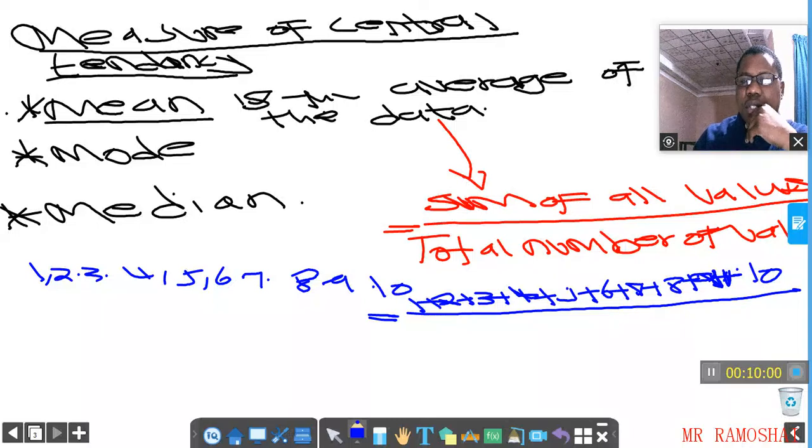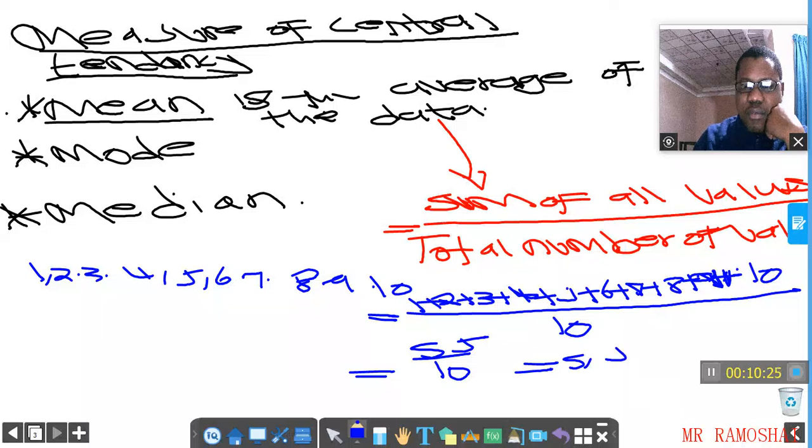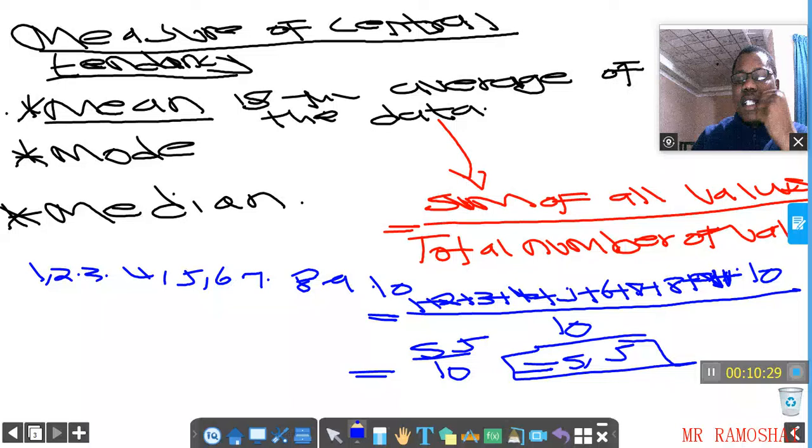We're going to divide by the total number of values. How many values are here? We have 1, 2, 3, 4, 5, 6, 7, 8, 9, 10. So we have 10 values. Therefore, when we add all of these numbers, we're going to get 55 over 10, right? Which gives us 5.5. So it means the average of this data is 5.5, right?